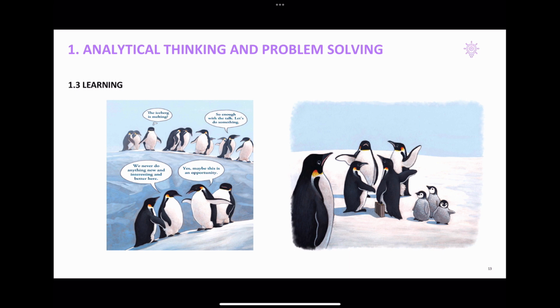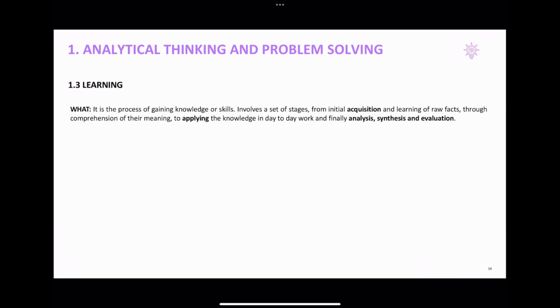So why do you and I as BAs or product owners or digital product managers need to be learning? For a few simple reasons. Learning is a process by which we can gain knowledge and skills. And basically we can think of it in stages. A stage where we acquire the knowledge, second where we learn to apply it, and third where we are able to analyze, synthesize and evaluate the knowledge. Why do we need it? It helps us to work effectively in changing environments.